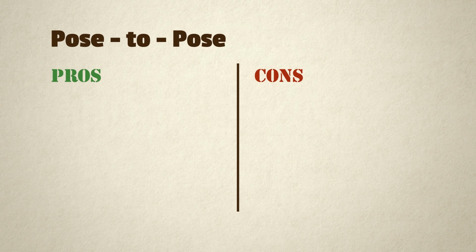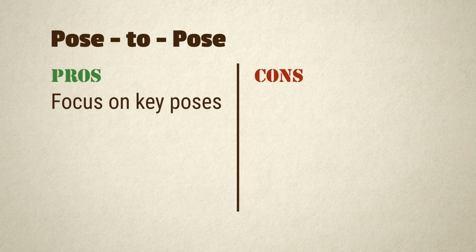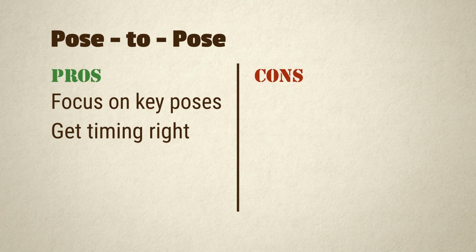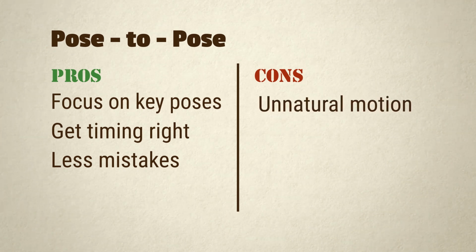Pose-to-pose animation has the advantage of putting more focus into getting key poses just right, and getting exactly the timing you want. You're less likely to make mistakes and get off track, so it saves time. The downside is that the movement might feel a little unnatural, and it just doesn't deliver the surprise magic that can come from improvising as you draw. Let's take a closer look at how these different approaches work.